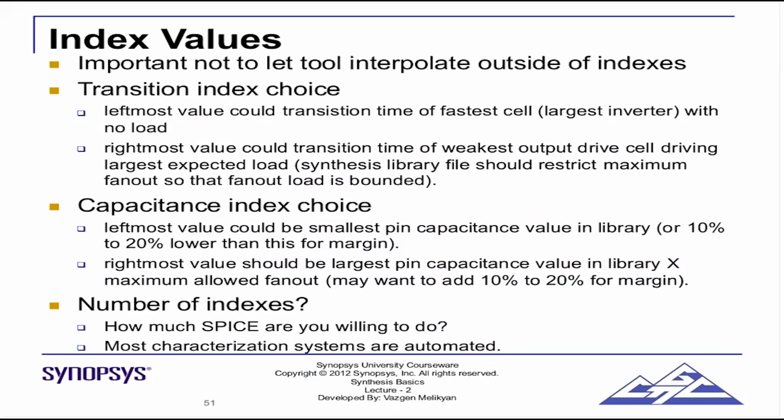How are the index values chosen? Index values are chosen based on it being important not to let the tool extrapolate. The leftmost value of the transition could be the transition time of the fastest cell, that is the largest inverter with no load. That could be the best transition time available to you, so you can choose that as a minimum value. The rightmost could be the transition time of the weakest output driving the largest expected load. So the designer will choose the value in such a way that this is the worst transition time he could expect. Similarly, for capacitance, the leftmost could be the smallest pin capacitance.